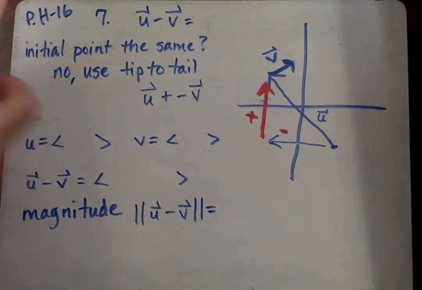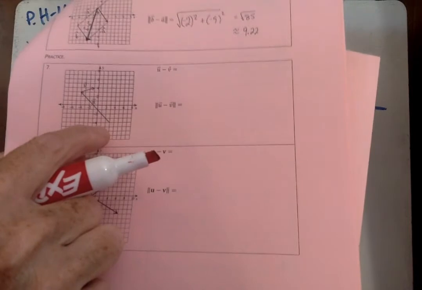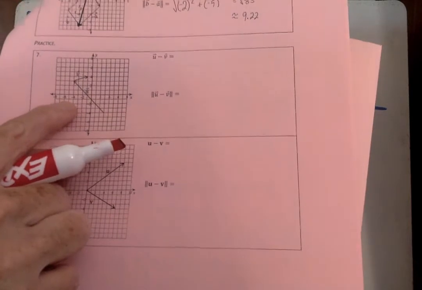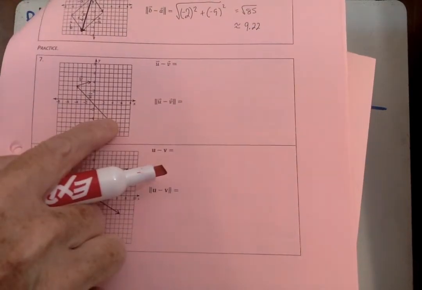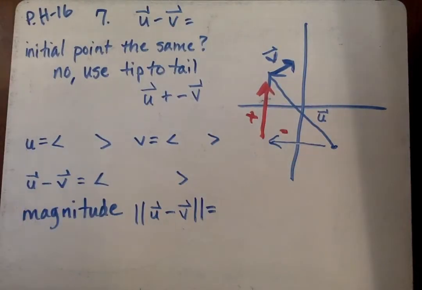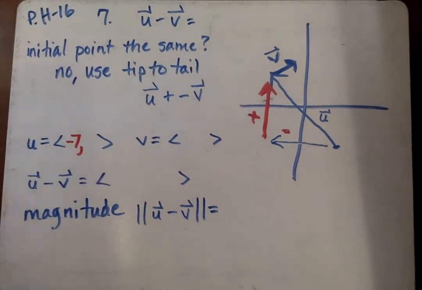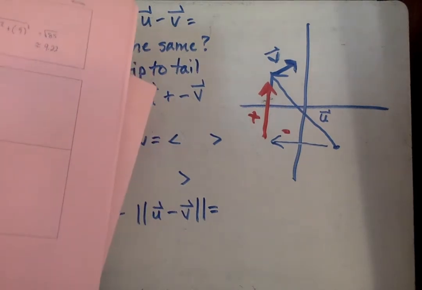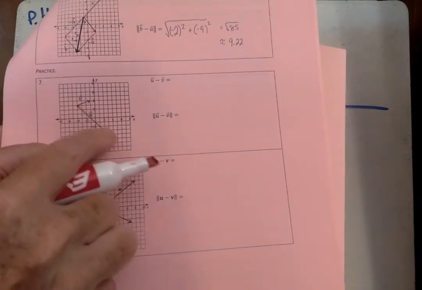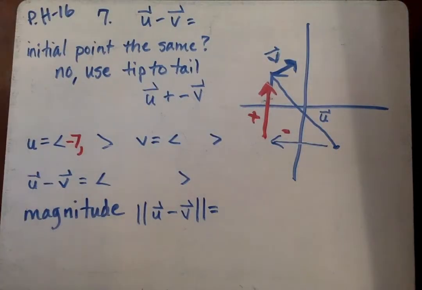So if we look at number 7, right here, that's going to be U. So I go how many over from 3 all the way to negative 4. So that should be 1, 2, 3, 4, 5, 6, 7 over. So that is going to be negative 7. And then how many up? We're going to count how many up from negative 4, and it goes all the way up to positive 3. 1, 2, 3, 4, 5, 6, 7. And I believe that's 7 as well.